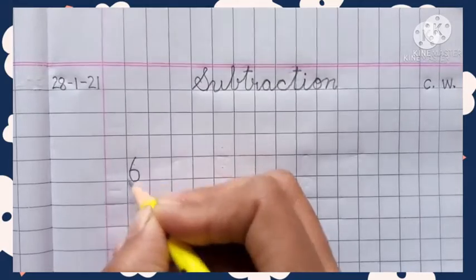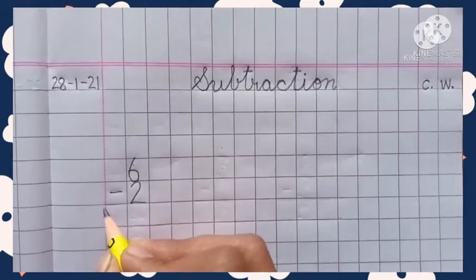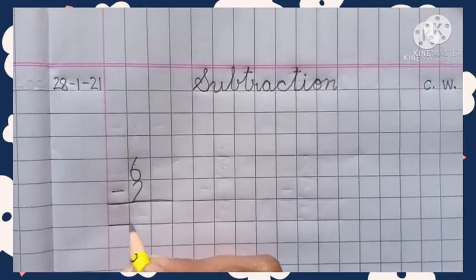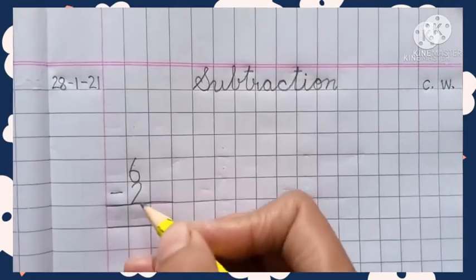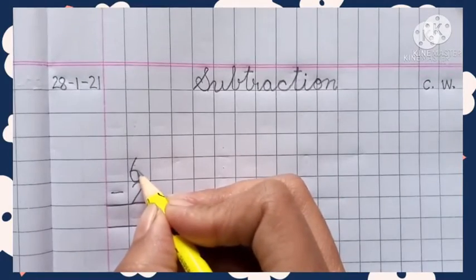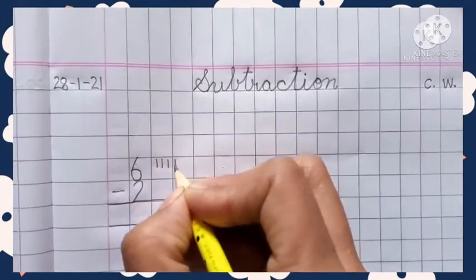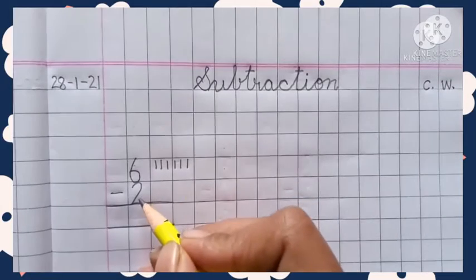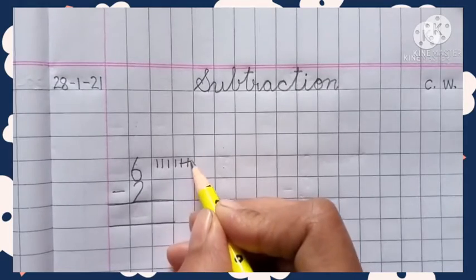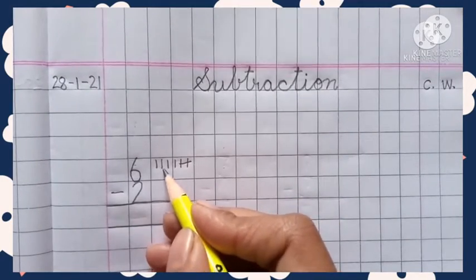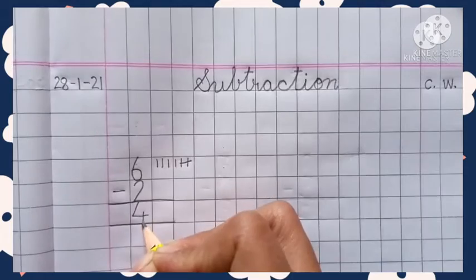6 minus 2. This is the sign of subtraction, minus. After that, we will draw 6 lines because 6 is here. 1, 2, 3, 4, 5 and 6. And 2 is here, so we will cut 2 lines from these lines and count 1, 2, 3, 4. How many are left? 4. Yes, our answer is 4.